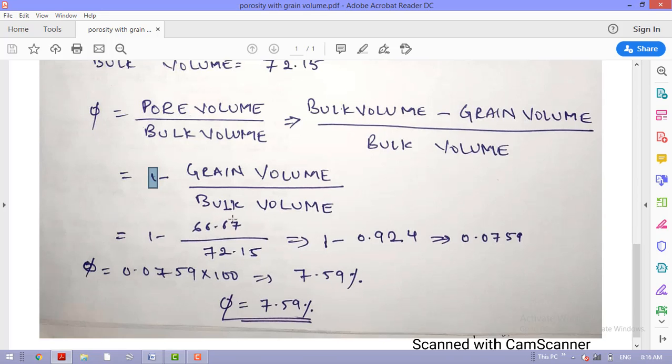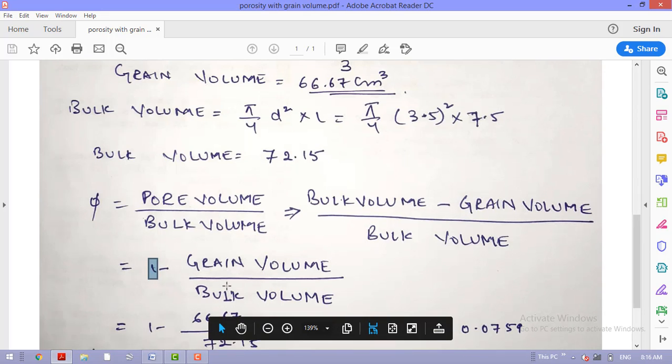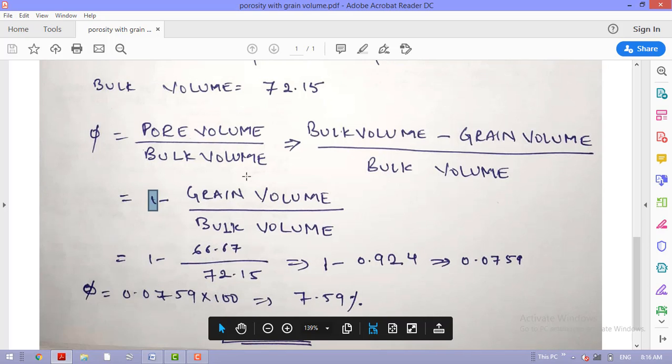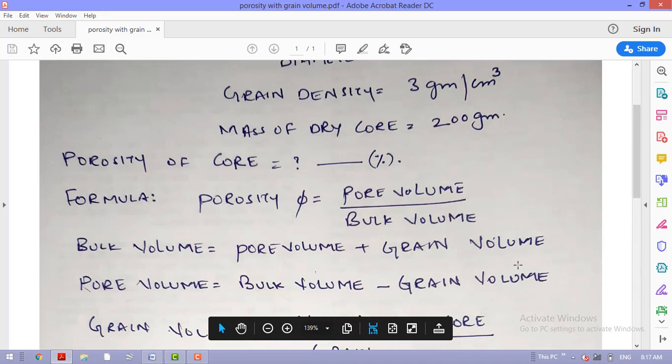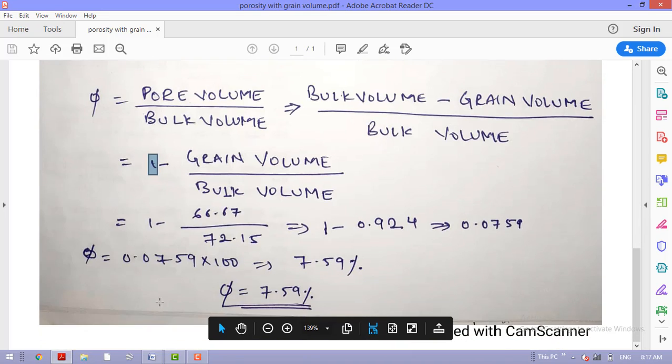1 minus the grain volume, which is 66.67 centimeter cube, upon the bulk volume we just identified, which is 72.15. After simplifying this, I got 1 minus 0.924, and further simplification gives me 0.0759. But he needs the answer in percentage, so I'm quickly multiplying the final value of the porosity by 100, which gives me 7.59. So that's the answer for the porosity.